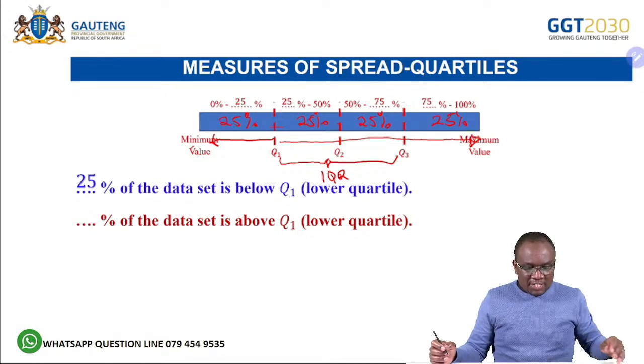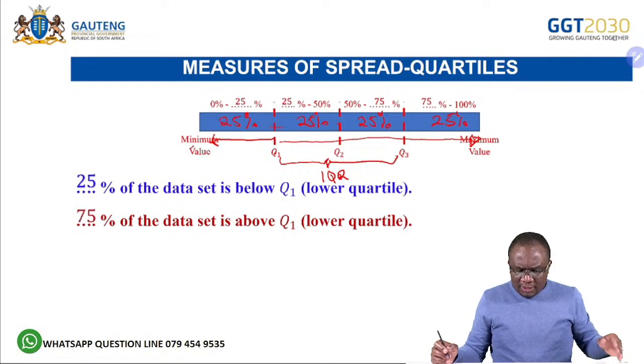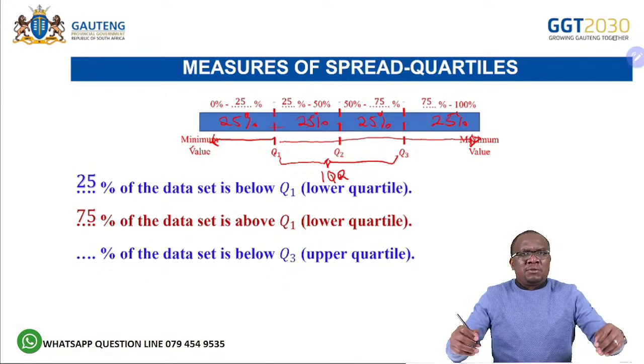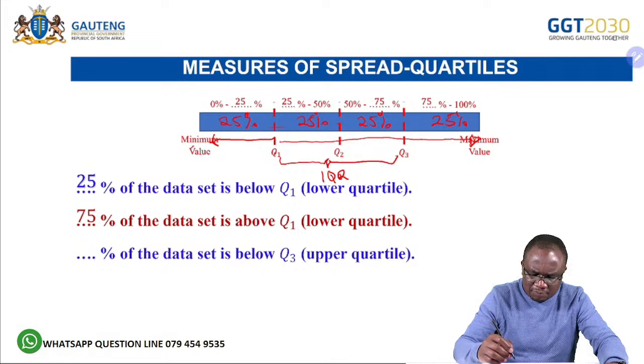We talked about the median. We're not going to repeat that. Now, let's jump to the upper quartile. Right. How many percent of the data is below the upper quartile, quartile 3? How many percent is below the upper quartile?